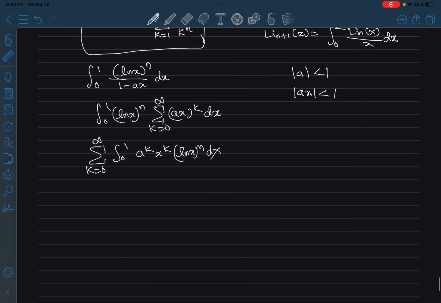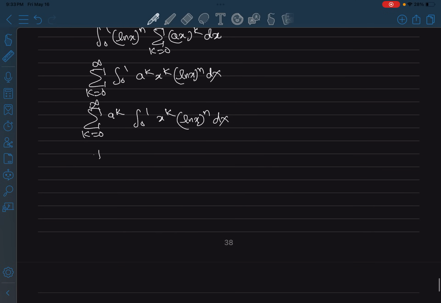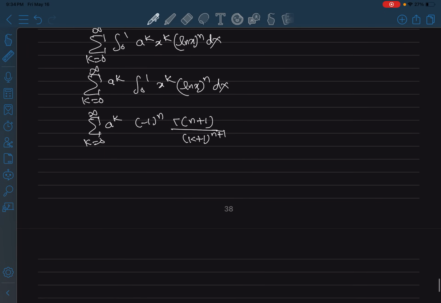I can actually take a to the power k outside the integral because that doesn't depend on x, right? And with the remaining terms, I can use the gamma function. This is a standard integral, and its value is (-1)^n gamma of n plus 1 by (k+1) to the power n+1. You can get this by making a u substitution, u equals negative ln of x, and then it's just the gamma function. Now for this one, you can take (-1)^n and gamma of n plus 1 outside.